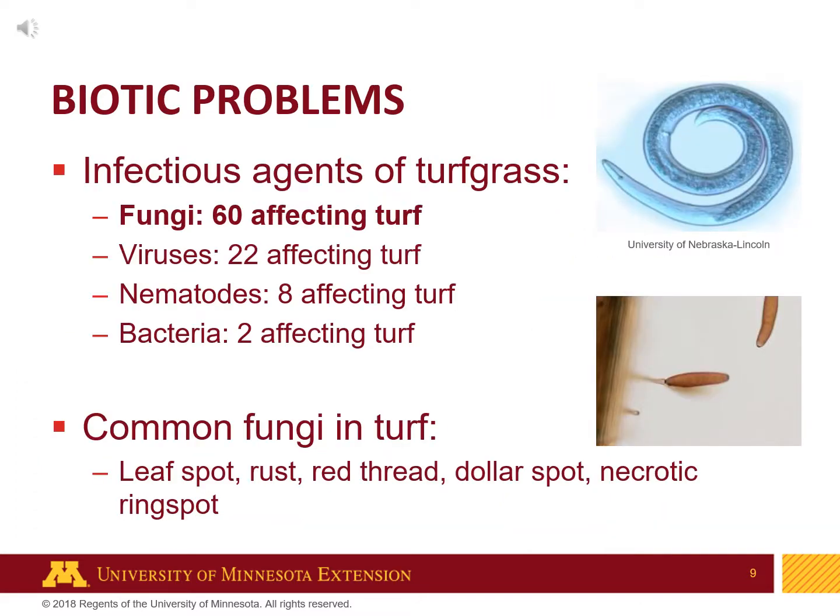By and large, fungi are the most common biotic issue experienced in roadside turfgrasses. Roughly 60 different species of fungi infect turfgrasses around the world, although this list becomes much smaller in the northern United States climates. In roadside settings, many of these fungi may be unimportant and not worth the time or money to control. Examples of the most common fungi problems experienced on roadsides would include the leaf spots, rust diseases, red thread, dollar spot, and necrotic ring spot.